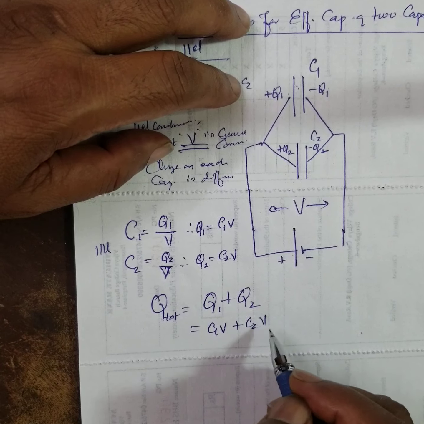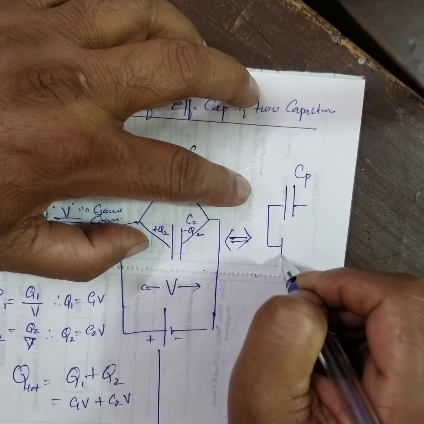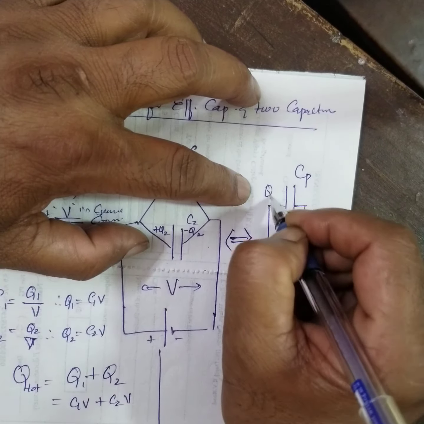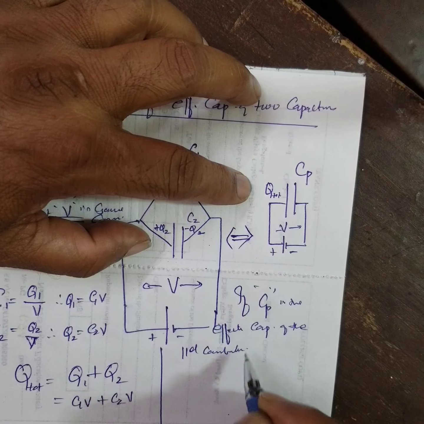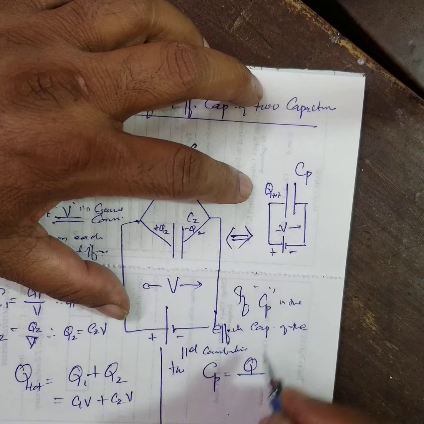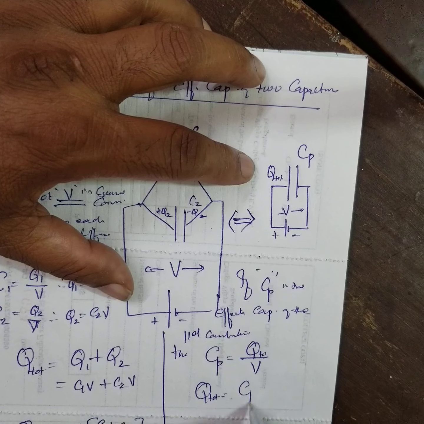Now, here you write like this. If Cp is the effective capacitance in the parallel combination connected to a battery, positive, negative, V is the voltage, Q is the total charge, right? If Cp is the effective capacitance of the parallel combination, then Cp is equal to Q, the total charge, by V. Therefore, total charge is equal to Cp into V.